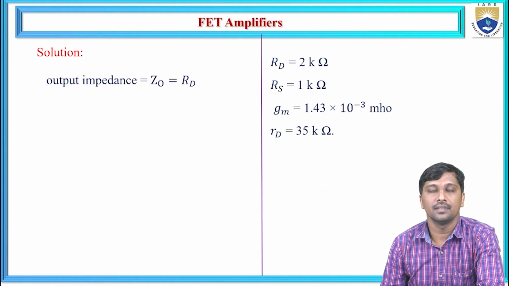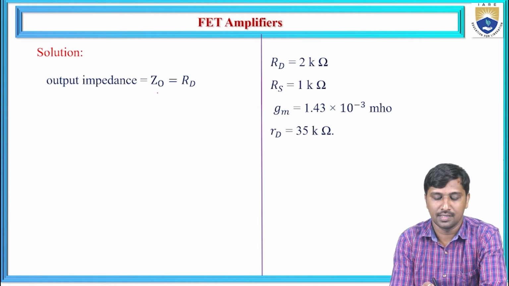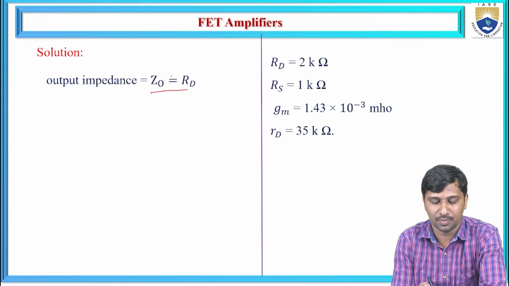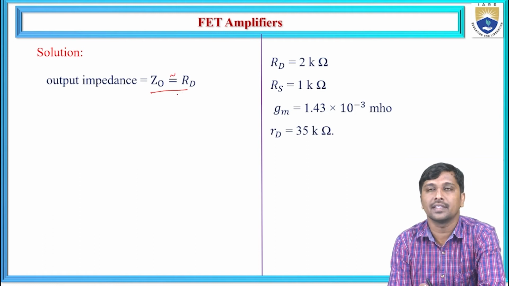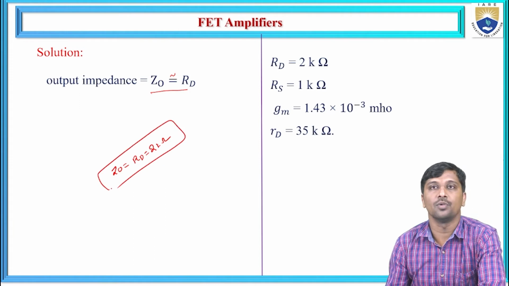Similarly, we need to calculate the output impedance Zo. The Zo is proportional to the external drain resistance, that is capital RD. So from the given specifications, Zo is equal to RD, which is nothing but 2 kilo ohms.